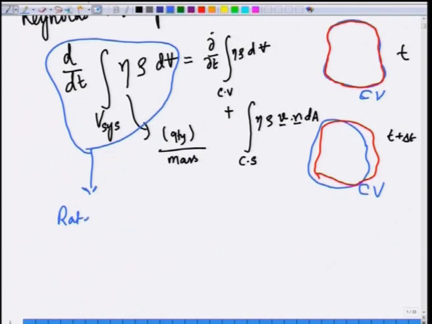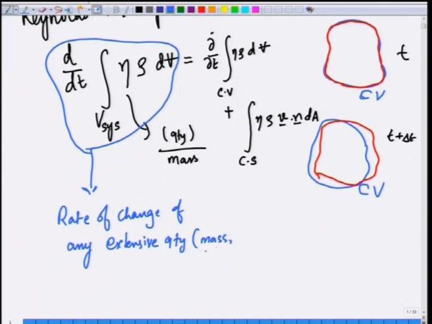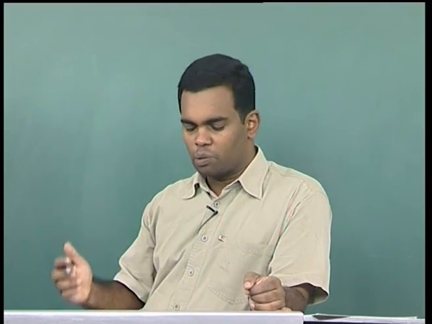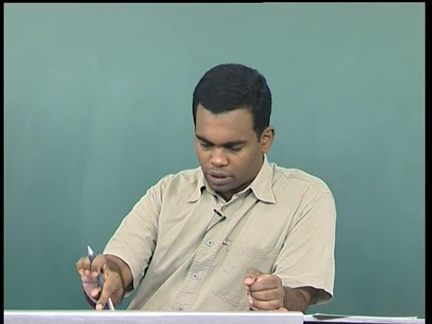the rate of change of any extensive quantity such as mass, momentum or energy present in the control mass or system at time t. The system and control volume coincide at time t, but at a slightly later time t plus delta t, the control mass would have moved away from the CV, because if you follow fluid particles, all these particles will be moving slightly away. So, that is the idea.